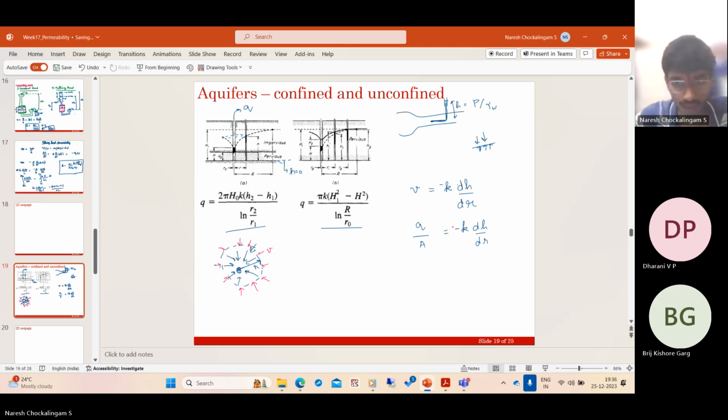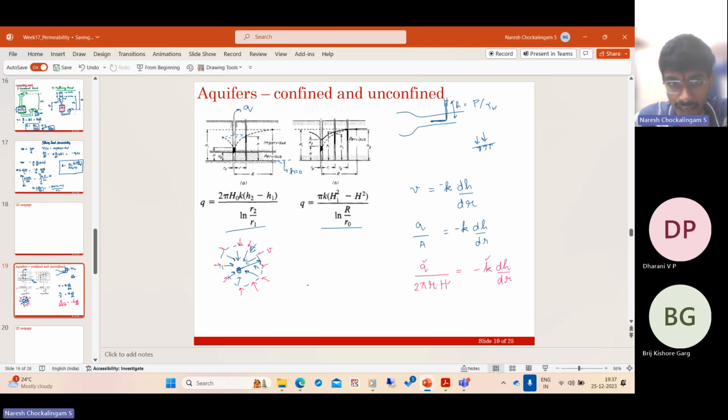So this is nothing but Q by, what is the area of the flow? It is 2 pi R into thickness of the pervious layer, capital H. And this is equal to minus K dH by dr. So what is constant? This is constant. R is not constant because your H is a function of R. So this is a dependent variable. This is a constant for a confined aquifer.